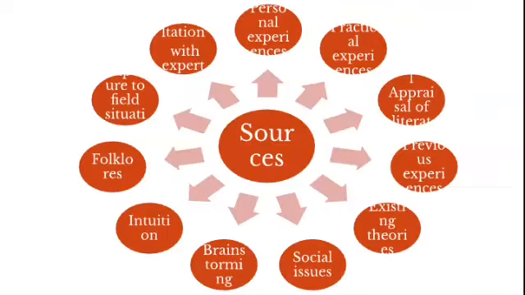So there are plenty of sources where you can look for the research problem. The sources of research problem include personal experience, practical experiences, critical appraisal of literature, previous experience, existing theories, social issues, brainstorming, intuition, folklores, field situations, experience of the field situation, and consultation with the experts. So there are plenty of sources where you can get a research problem. We will see one by one.